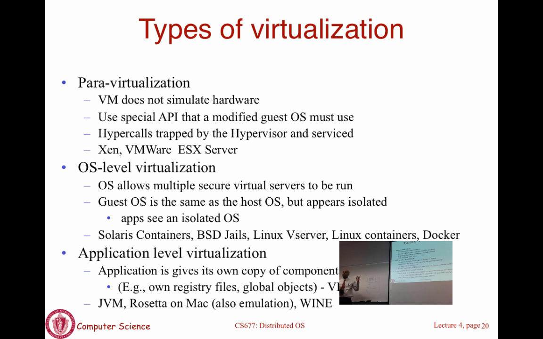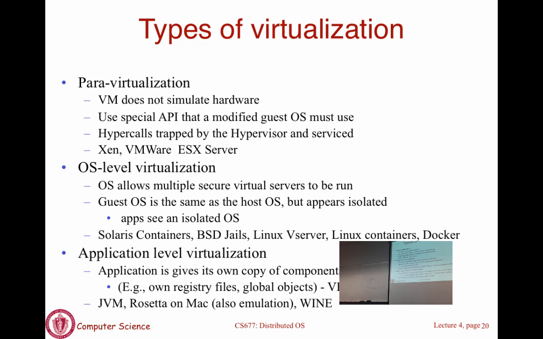But if you are allowed to change the code, we can actually do things more efficiently. I will talk a little bit about that after I present some other slides. We'll come back to this. That's called para-virtualization. It's an optimization on full virtualization. You can also do this at the OS level. You can have the OS interface.